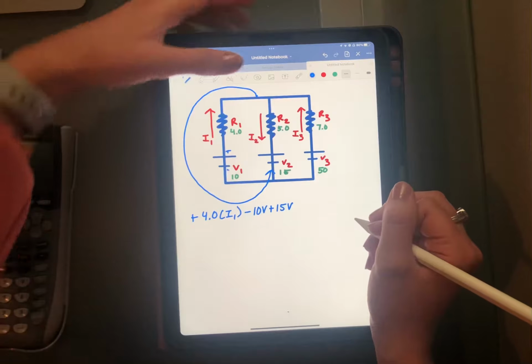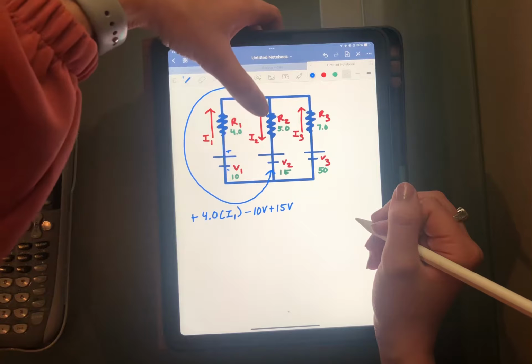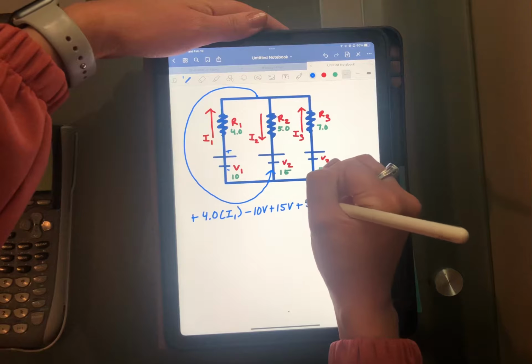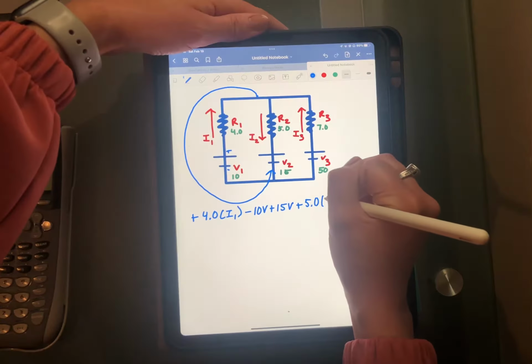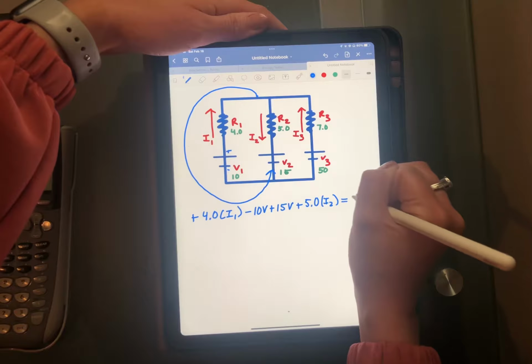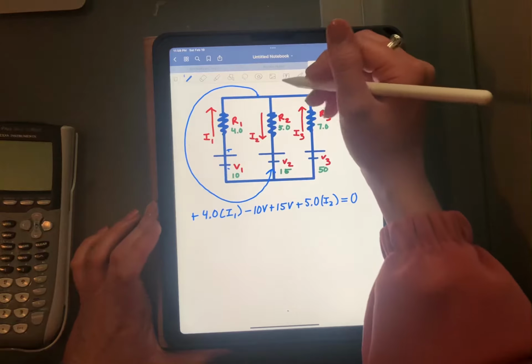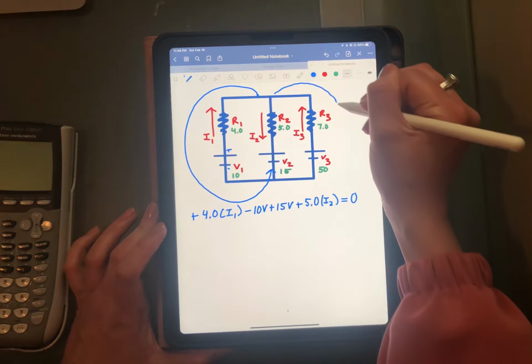Lastly, we come across the current I2, so we're going against it. We will write +5 I2. Set that equal to 0. Next, we'll go to this side. I like to go outside in. You can go whichever way you want.